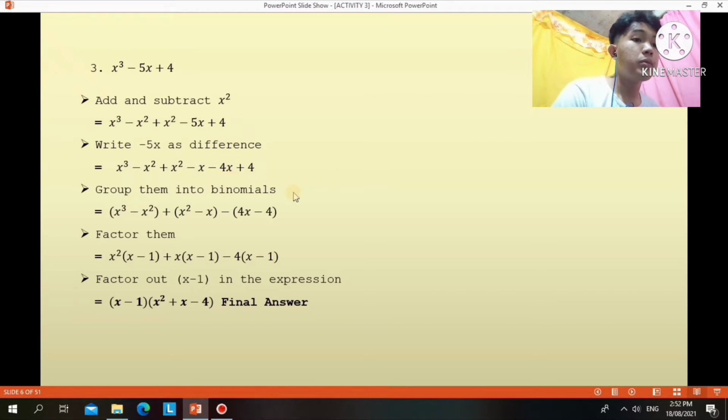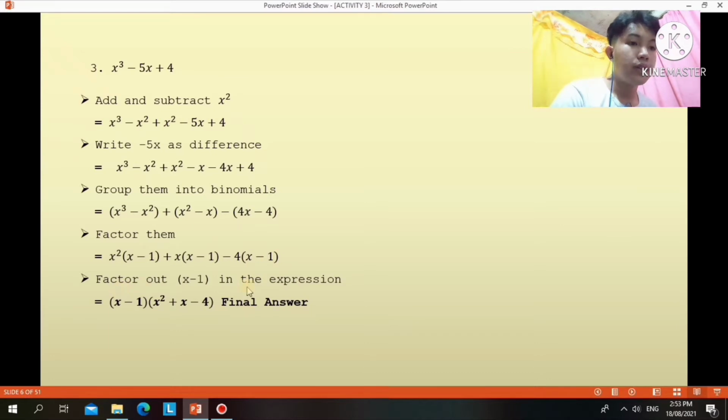So group them into binomials. Our equation will be x cubed minus x squared plus x squared minus x minus 4x minus 4. So you can factor them out. The factor of x cubed minus x squared is x squared times x minus 1. The factor of x squared minus x is x times x minus 1. And the factor of negative 4x minus 4 is negative 4 times x minus 1.